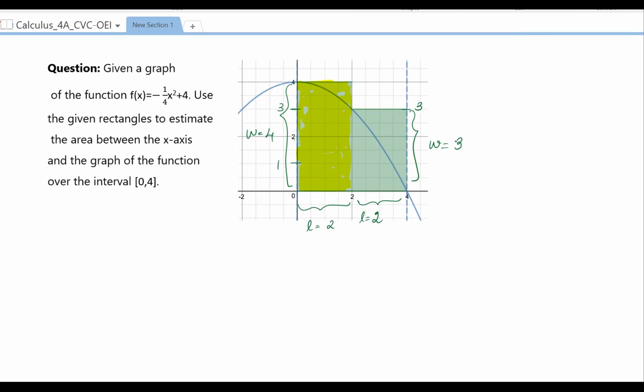So the total area is 2 times 4 plus 2 times 3. That gives us 8 plus 6. So our total area is 14 square units.